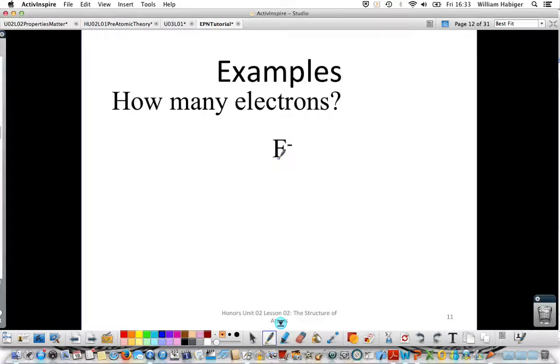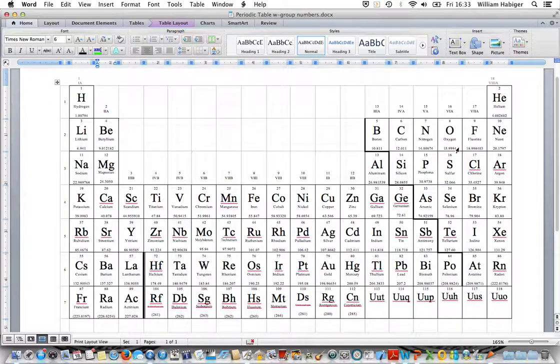Let's look at a negative ion, fluoride, the ion of fluorine. So we look fluorine up on the periodic table. That'll give us the number of protons. It has an atomic number of 9, so it's going to have 9 protons.